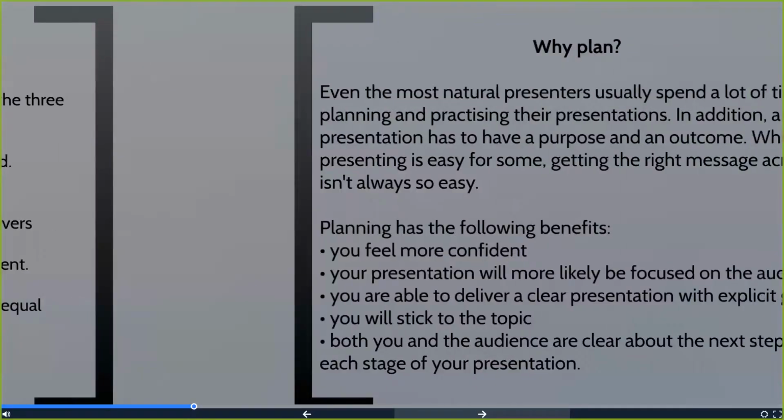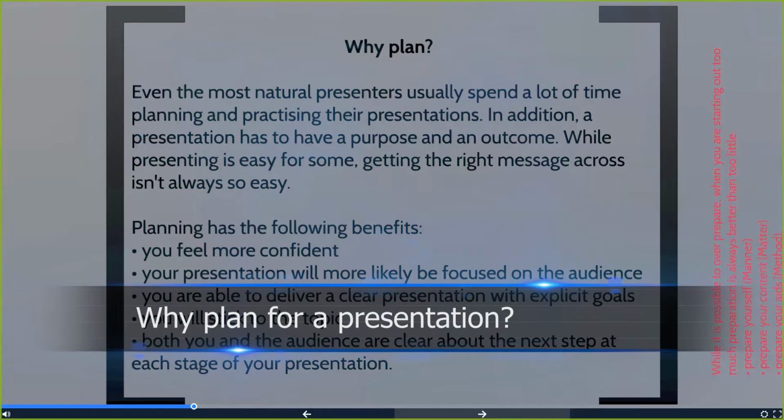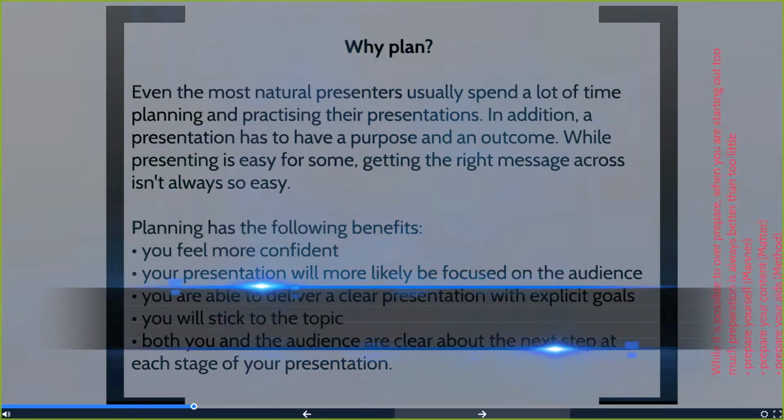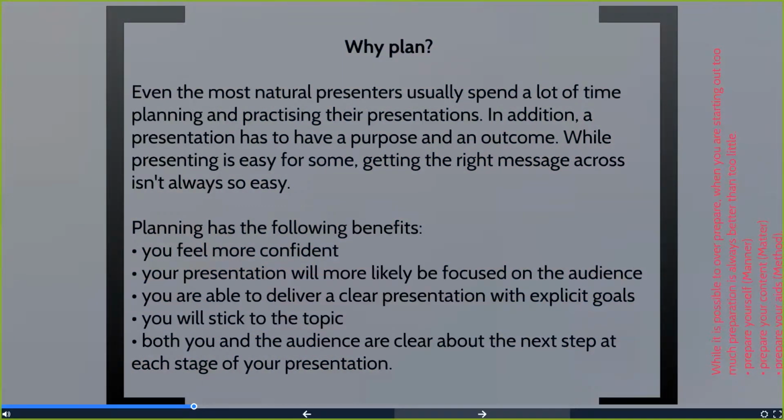So why plan? Even the most natural presenters usually spend a lot of time planning and practicing their presentations. In addition, a presentation has to have a purpose and an outcome. While presenting is easy for some, getting the right message across isn't always so easy. So planning has the following benefits. You'll feel more confident. Your presentation will more likely be focused on the audience. You're able to deliver a clear presentation with explicit goals. You'll stick to the topic. Both you and the audience are clear about the next step at each stage of your presentation.